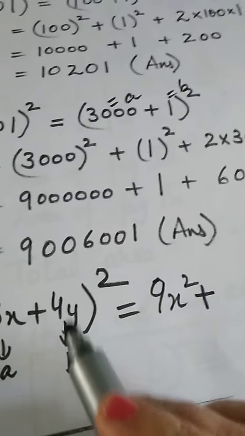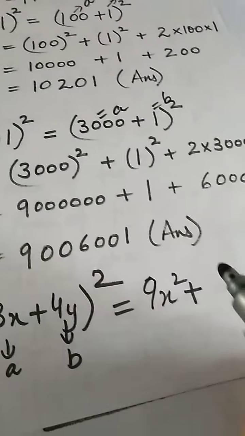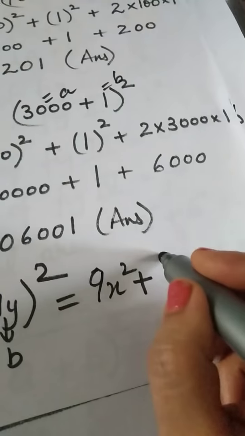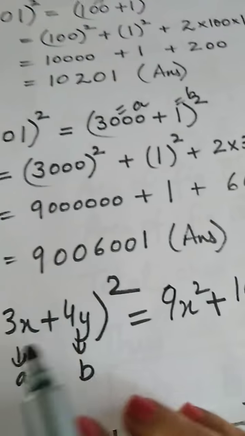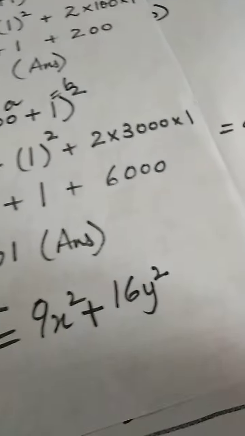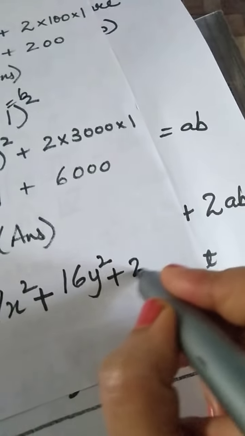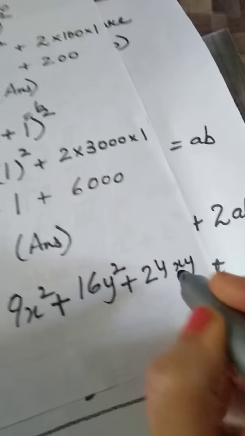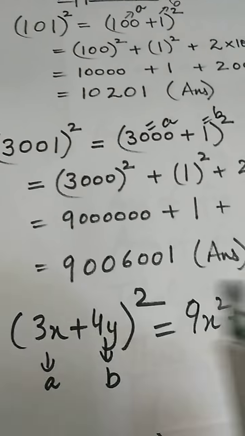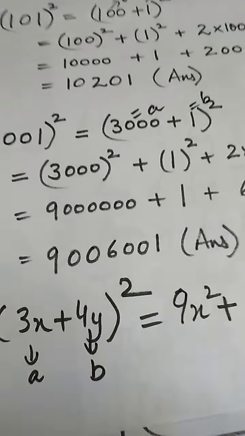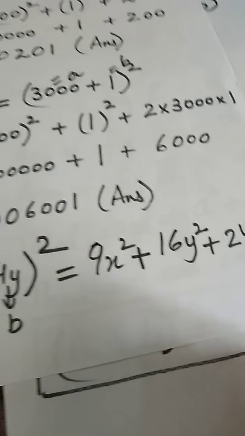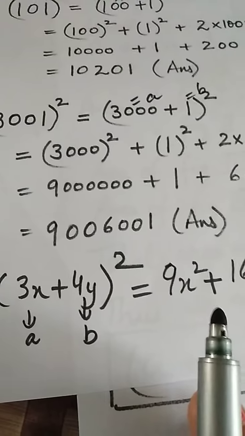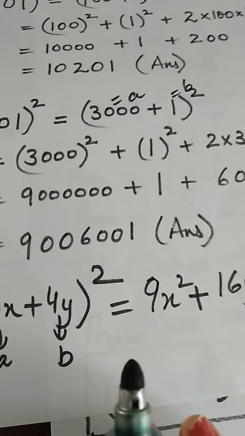Take it as terms. b square is 4y, the square of 4y will be 4y into 4y, which is 16y square. Plus 2 times the product of these two: 3 fours are 12xy, multiplied by 2, 12 twos are 24xy. So the sum that we were doing through multiplication is made easier by using this formula. That is why it is also called a special product.